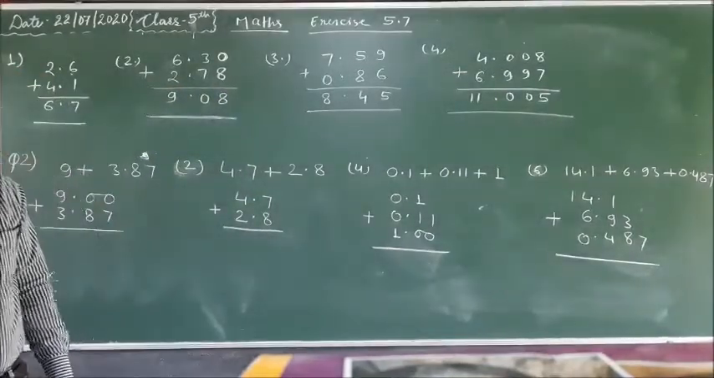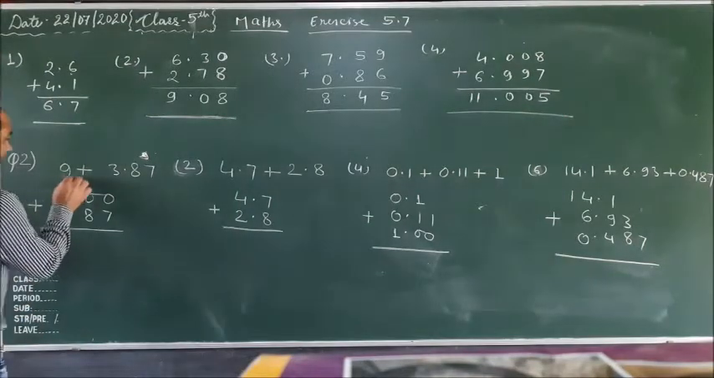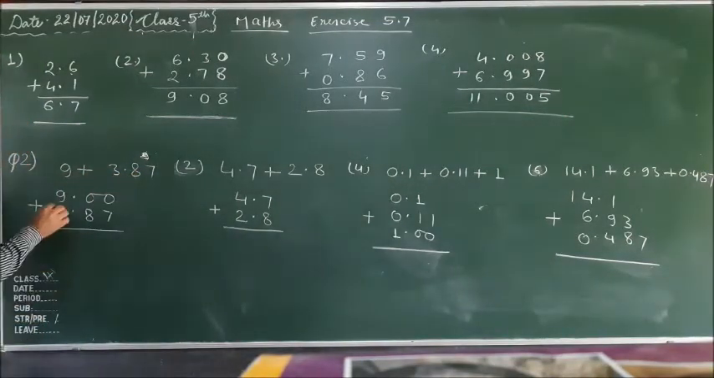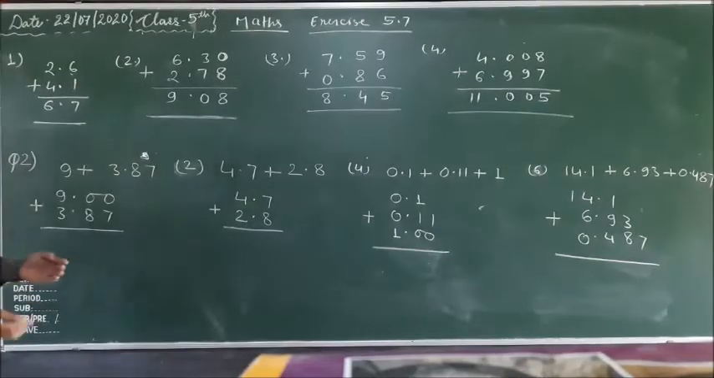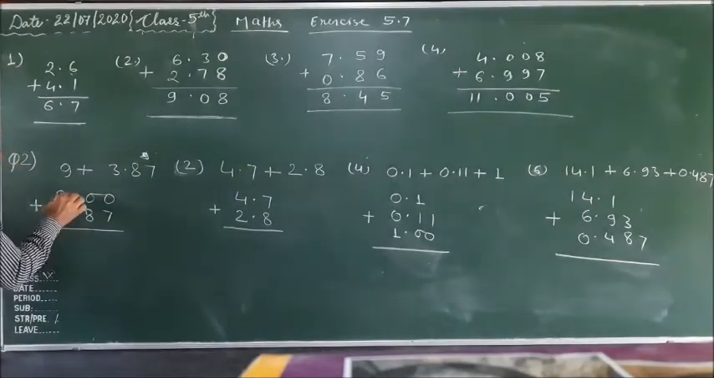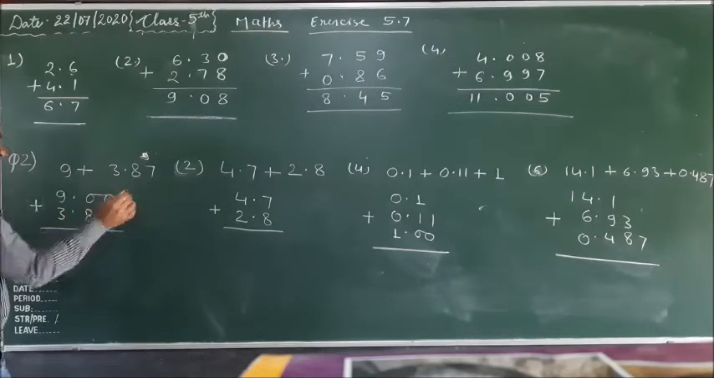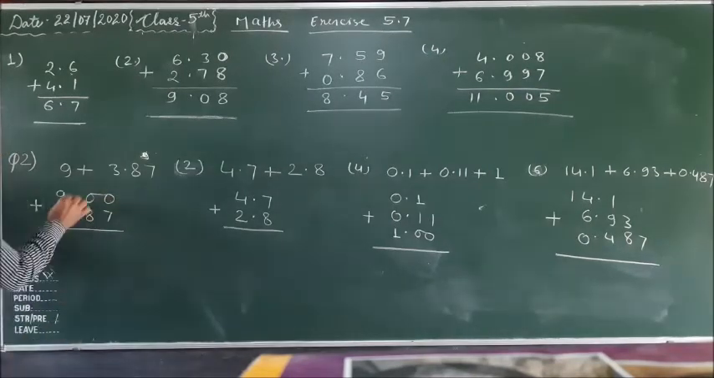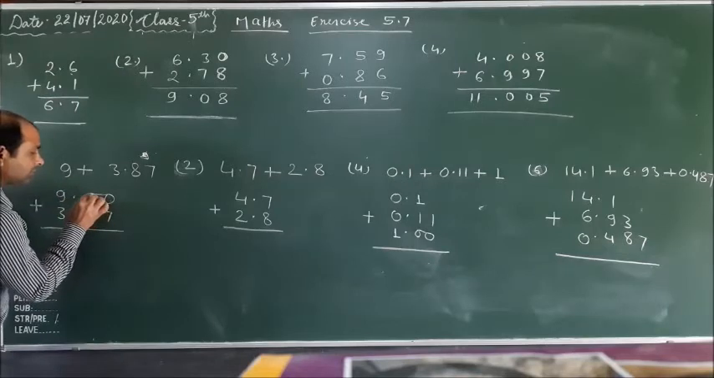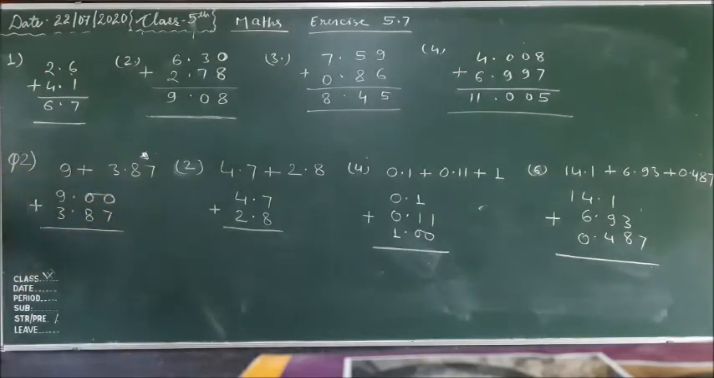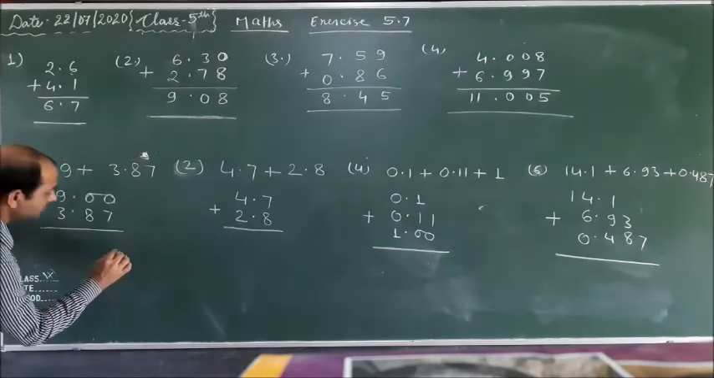Now the next question, question number 2: arrange in column and add. Here the question is 9 plus 3.87. Now dear children, first we write it in the column. 9.00 and 3.87. Dear children, why do we increase here 0? Because this is an unlike decimal. Unlike and like decimal.